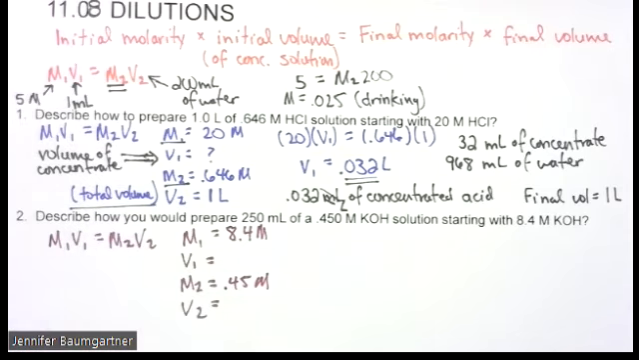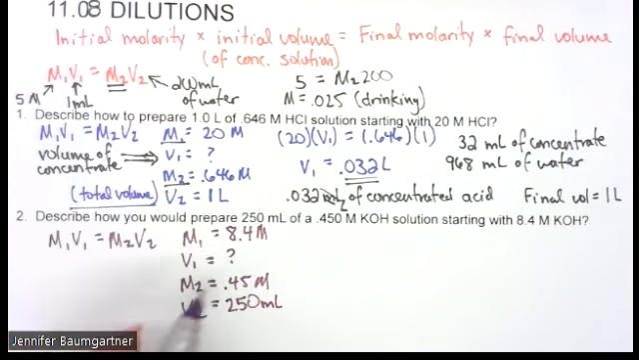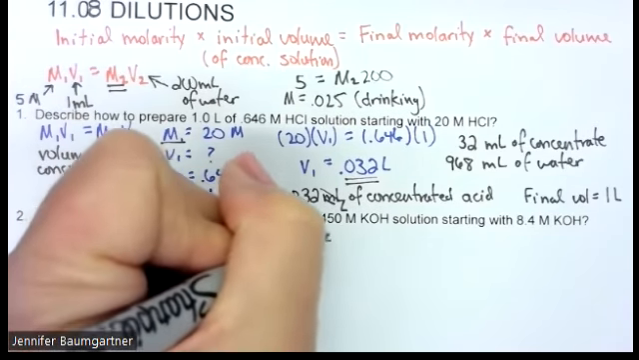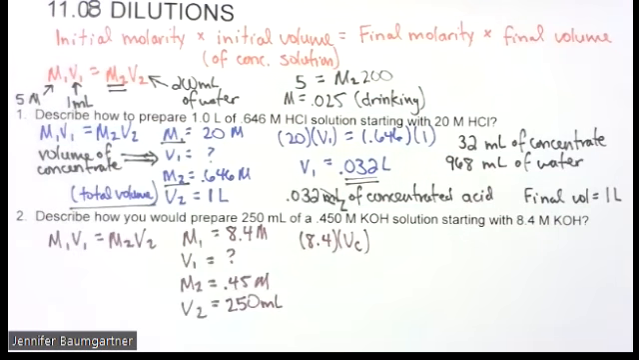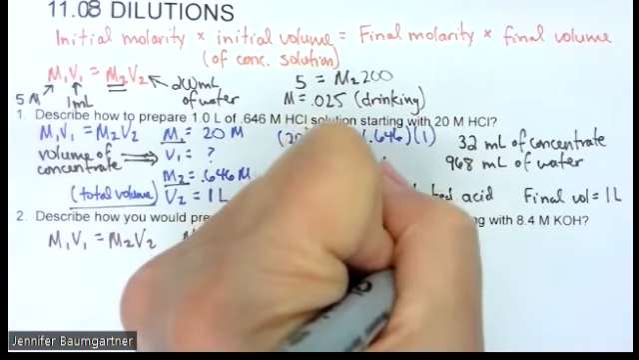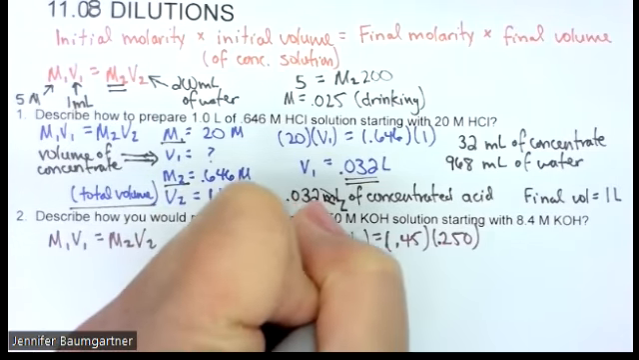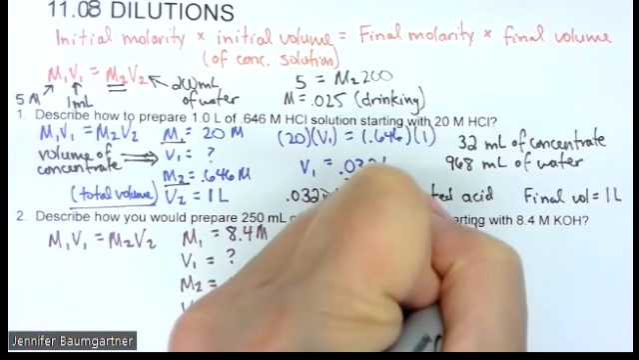Now, it's a describe how you would prepare question. So describe how you would prepare 250 mils of a 0.450 molar solution. So I want my total final volume to be 250 mils. So what I'm solving for is how much of this am I going to use, and then I'm going to add water to that. I'm going to have 8.4 times the volume of my concentrate, maybe we should put a VC there, equals 0.45 times 250. If I want to put that in liters, I can do 0.250. When I solve for my volume of my concentrate, I get 0.013 liters or 13 milliliters.